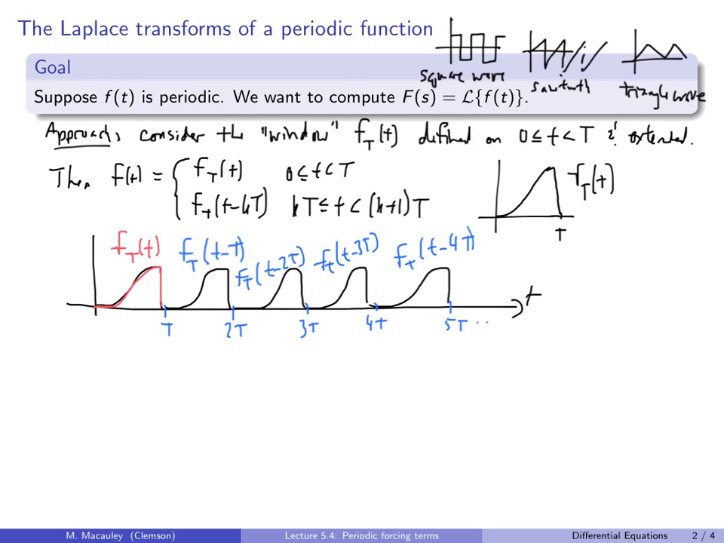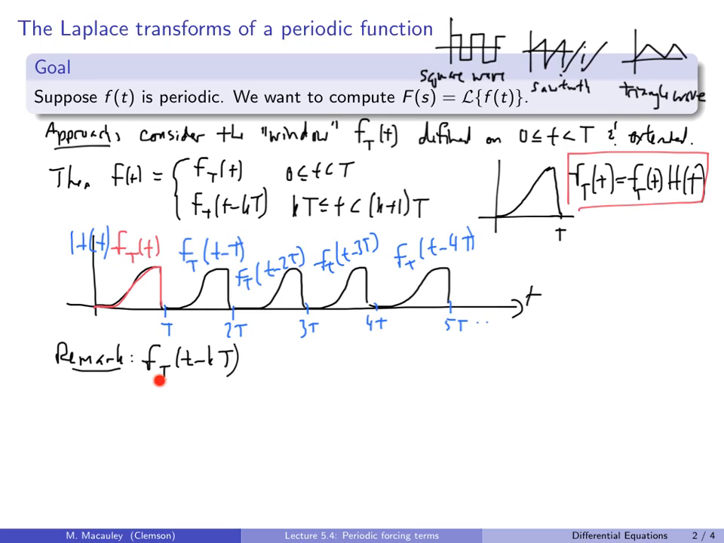Okay, so let's make a remark now. This is about something I talked about last lecture. This function f sub T of t minus, well, let's actually back up a bit. This function we can, of course, multiply by the Heaviside function. That doesn't do anything to it; it just multiplies it by 1. So each of these we can multiply by the Heaviside function, and it doesn't change it at all, but we can multiply each of these by the shifted Heaviside function. So each of these is a shifted value of this thing up here. It's f sub T of t minus kT times h of t minus kT.